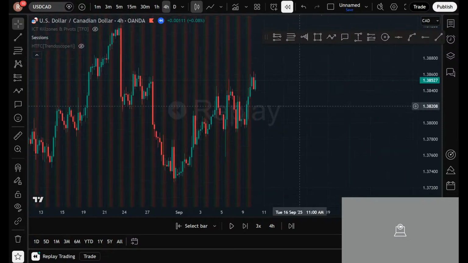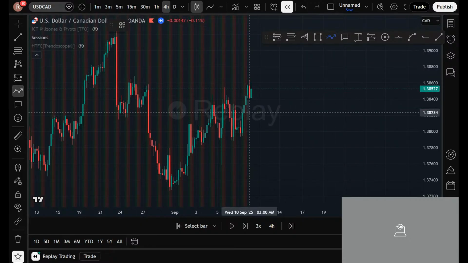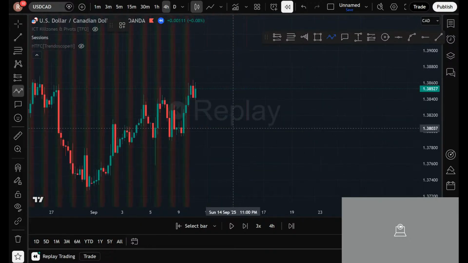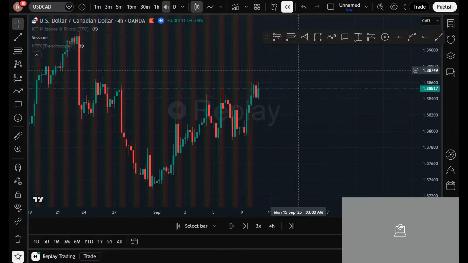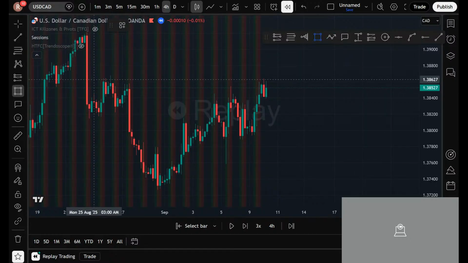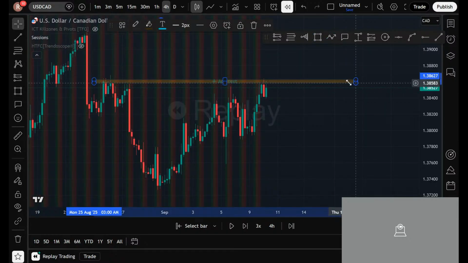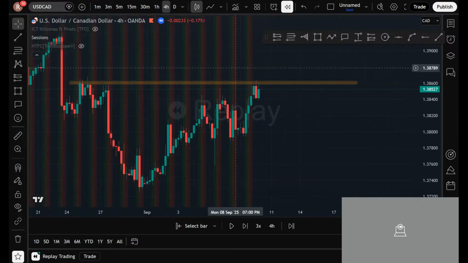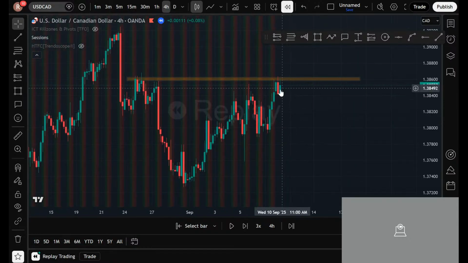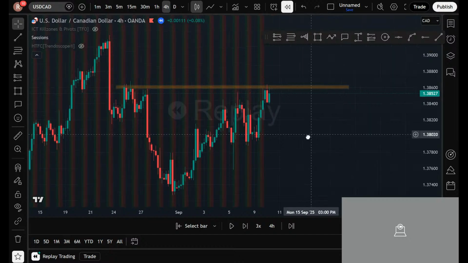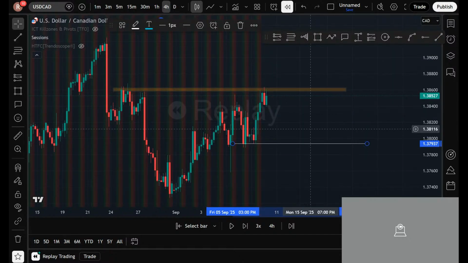See, first I have to identify my high time frame bias, which is direction. What is price doing? Price bought, price sold, price bought. See, buyers are kind of weak, sellers are in control. We are at a resistance zone, which means sellers are more preferable from this area till this area.